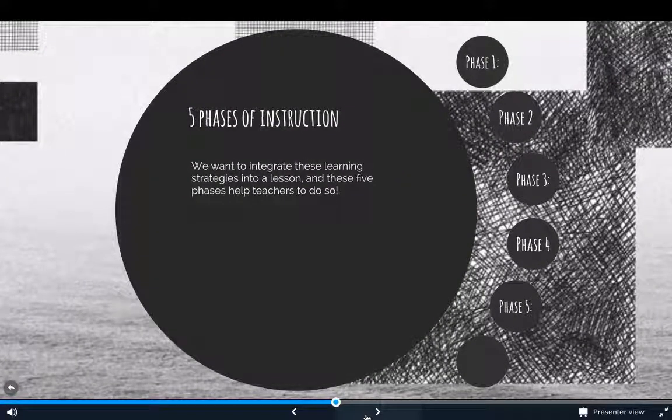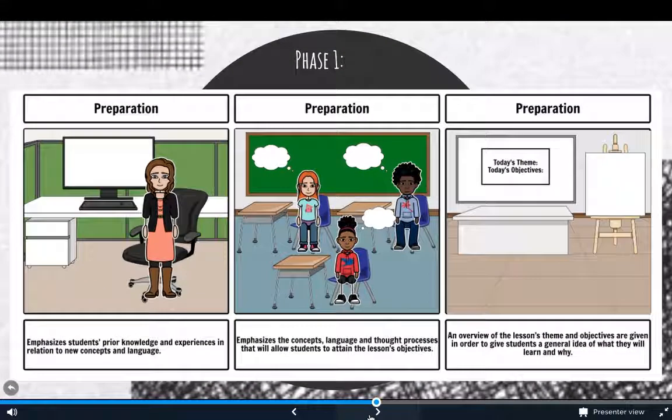In the Calla method, there are 5 different phases to ensure that you are meeting the content and language learning goals. Phase 1 is the preparation phase. In this phase, teachers are activating the students' prior knowledge and experiences in relation to the new concepts and vocabulary. The teacher also identifies the objectives so the students will know what they will learn and why they will learn it.